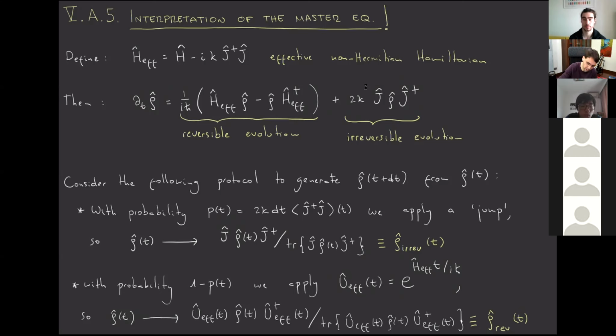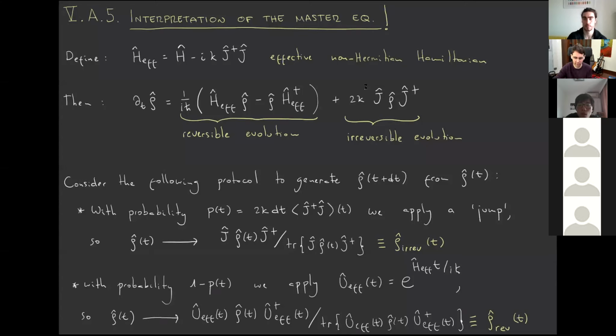And this we do just by composing the mixed state of the protocol. So at time t plus dt, the state will be, with probability p of t, the irreversible state, and with probability 1 minus p, the reversible state. Okay? Now, it's very simple to write this. I write approximately equal because you will see why in a second. But let me write down explicitly the probability. The probability is 2 kappa dt expectation value of j dagger j.